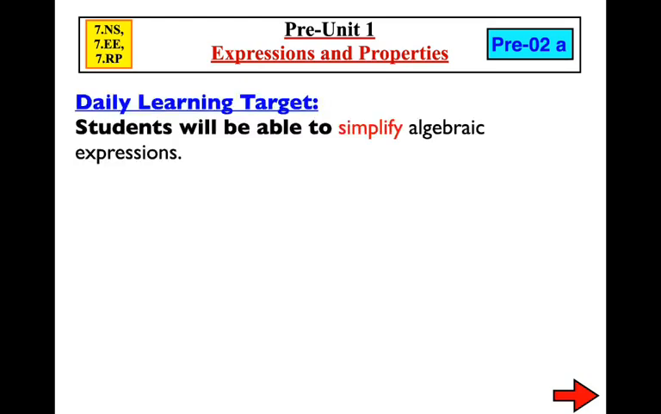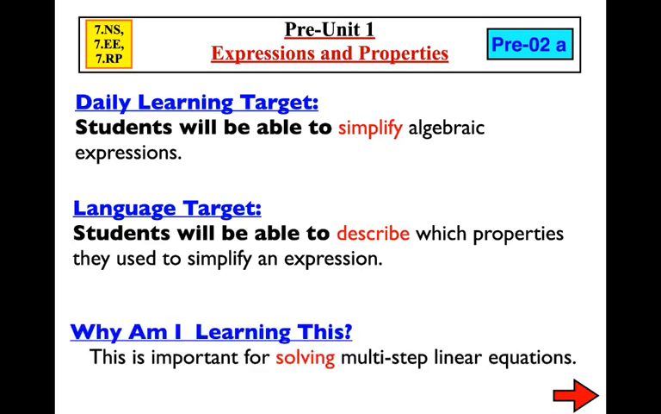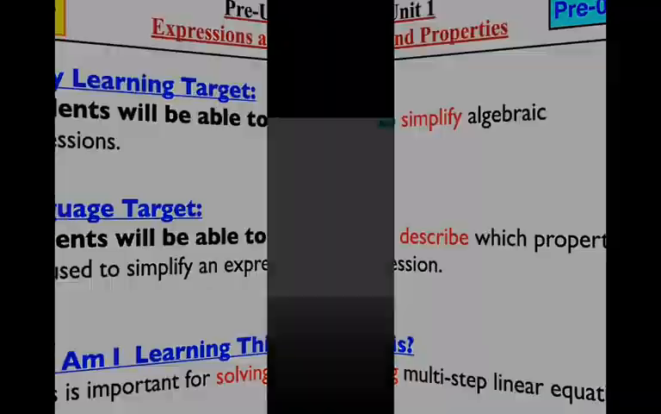Our focus today, as I talked about in the last lesson, the daily learning target is essentially what our focus is for the day. So today, you will be able to simplify algebraic expressions. We'll also go through some terminology there. If we were to shoulder partner, you'd be able to describe which properties were used to simplify an expression. And one of our main focuses in 8th grade is solving multi-step linear equations. So this is important for that as well as other things.